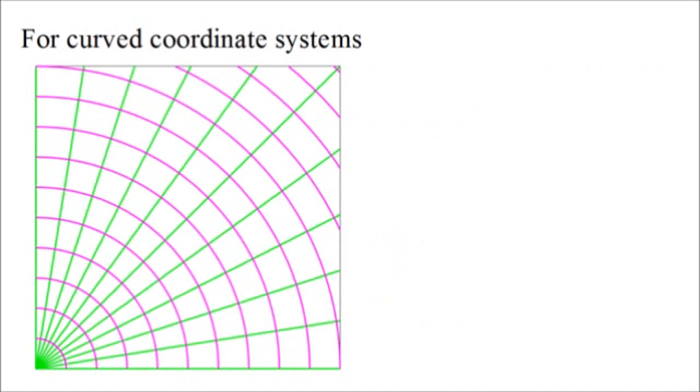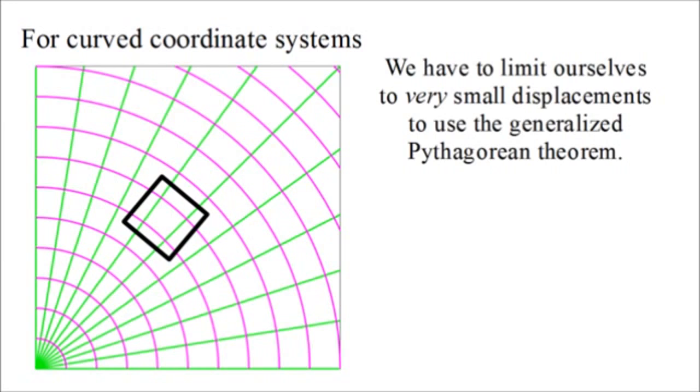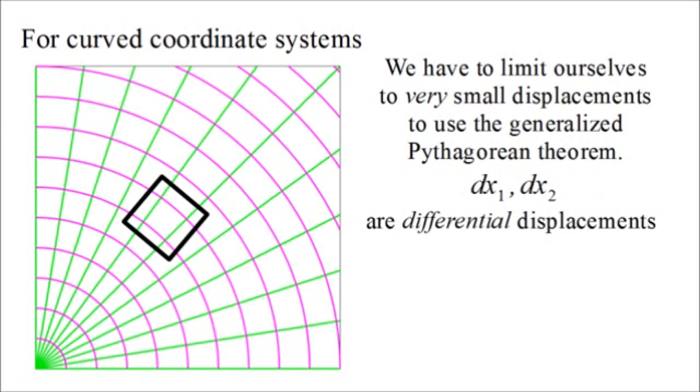Finally, we have to consider what happens when our coordinate system is curved. Even the generalized Pythagorean theorem only works on triangles. So what we have to do is limit consideration, at least at any one time, to a very small patch of the surface over which the coordinate curves are essentially lines. Rigorously, this is only valid for vanishingly small displacements that we'll call differential displacements. That's the differential in differential geometry.